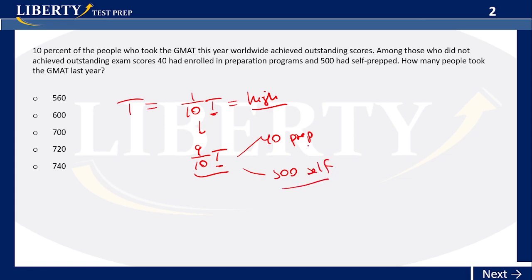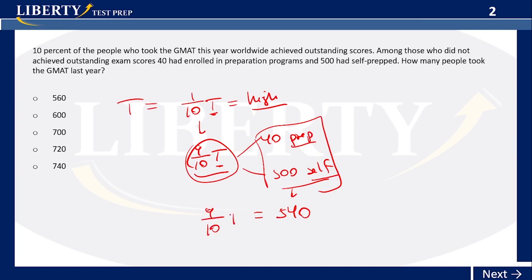Now, self-prepping is not a good idea. Of course, you either prep with a course or you self-prep, and if you don't prep too much, that's also considered self-prepping. So basically, this is the total for 9/10 of the total, the actual number for this group. So you add 500 plus 40, and that's equal to 9/10 of the total.